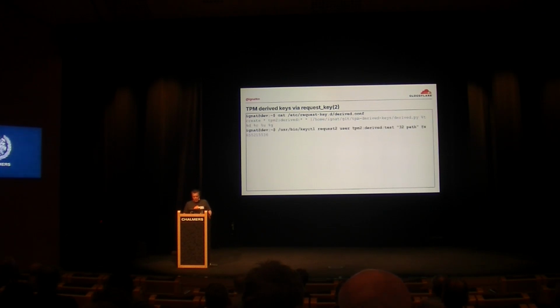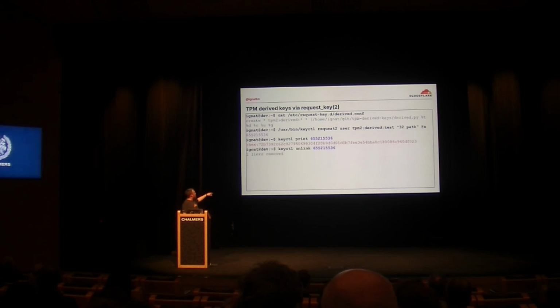The first example I can show you is, imagine we have an application, and I'll just use keyctl. It requests a user key from the kernel, called tpm2_derived_test. And these are parameters, 32 and path, which are passed to my plugin. What they mean is create a key of length 32 bytes and use the application path as the unique metadata identifier for the key. So it will work, the kernel will create the key, and now I can print the contents of the key, so I can see I have some key, right?